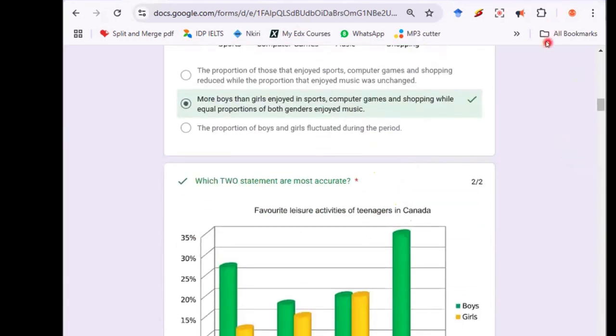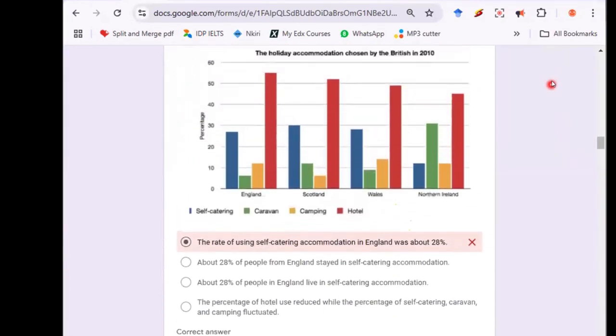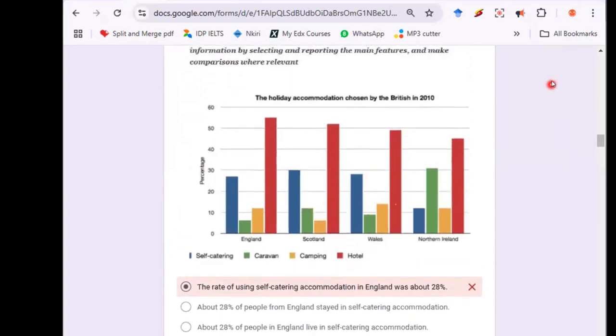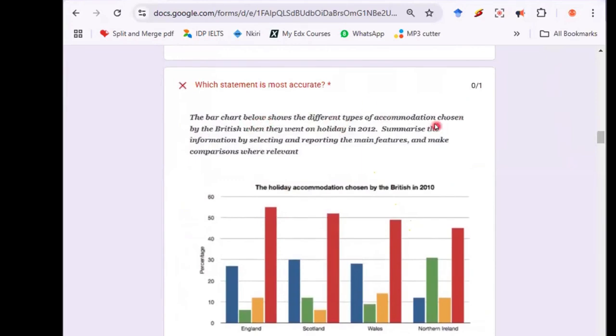All right. Let's look at another question. So we must learn to interpret our percentages correctly. Look at this one here now. Holiday accommodation. Look at the question prompt. Different types of accommodation chosen by the British when they went on holiday in 2012. So what is happening here? British, you don't say British people. British is already people from Britain, so you can't say British people. British refers to people from Britain.